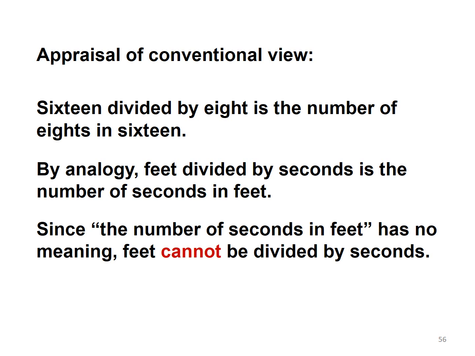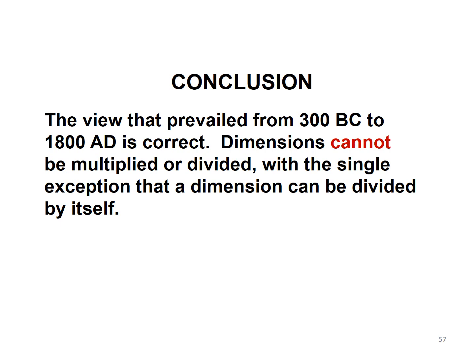16 divided by 8 is the number of eighths in 16. By analogy, feet divided by seconds is the number of seconds in feet. Since the number of seconds in feet has no meaning, feet cannot be divided by seconds. And the conclusion we reach is that the view that prevailed from 300 BC to 1800 AD is correct. Dimensions cannot be multiplied or divided, with the single exception that a dimension can be divided by itself.